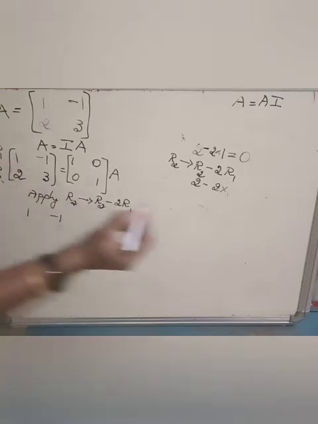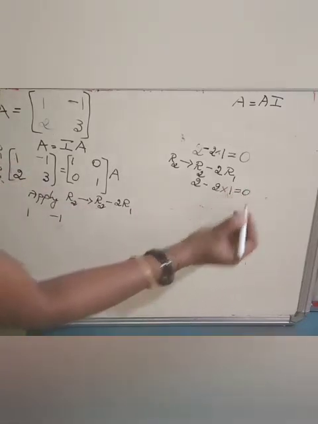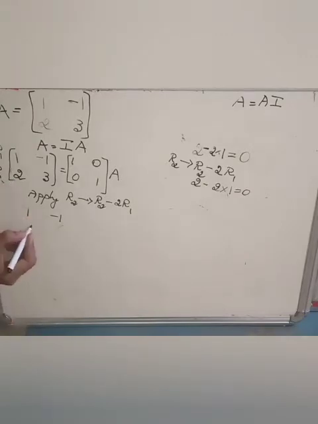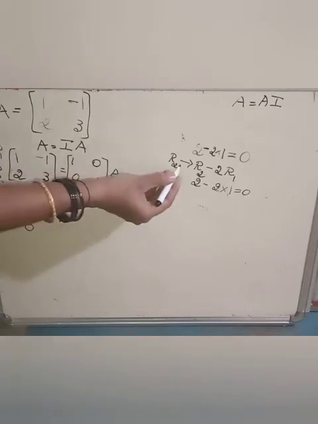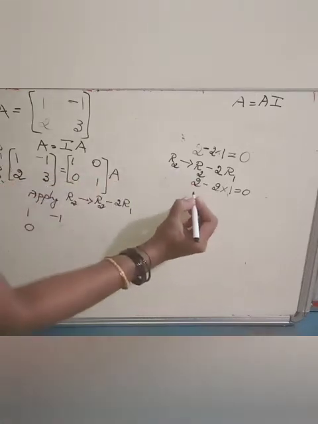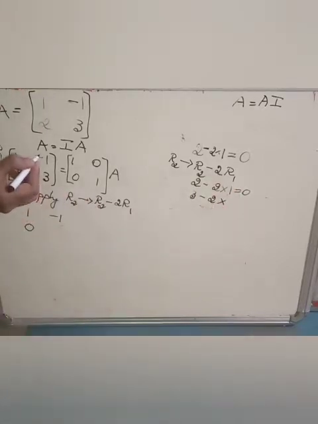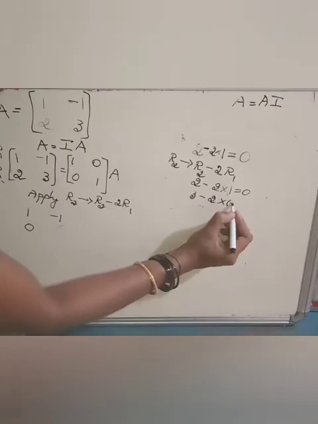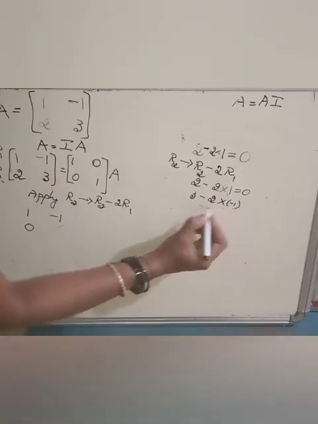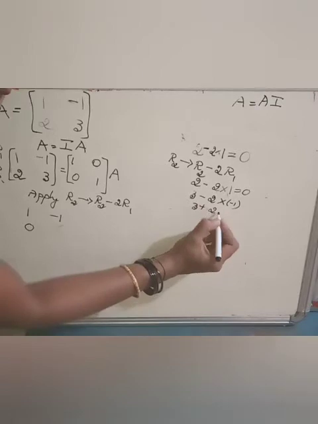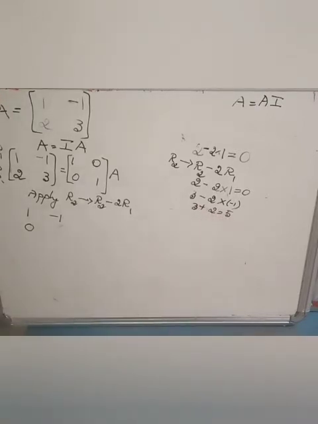So the corresponding R1 entry is 1. So the answer is 0. Therefore, instead of 2, we have written 0. Next, this entry. Every entry of R2 gets changed because of this. So 3, R2 is 3 minus 2 into, what is the corresponding R1 entry? The corresponding R1 entry is minus 1. So minus into minus is plus, 3 plus 2 is equal to 5. Okay. So this entry is 5.